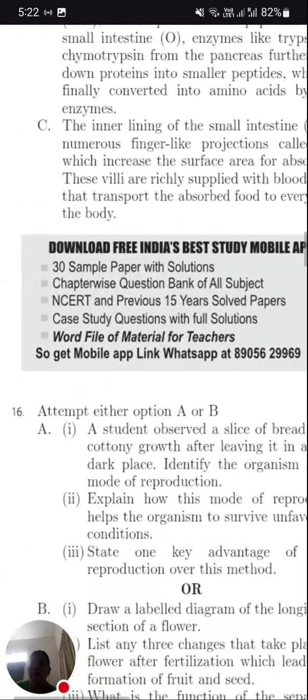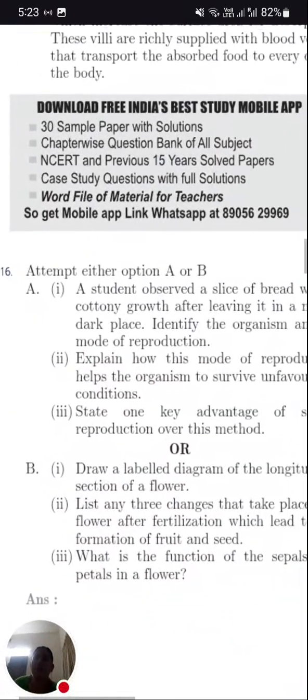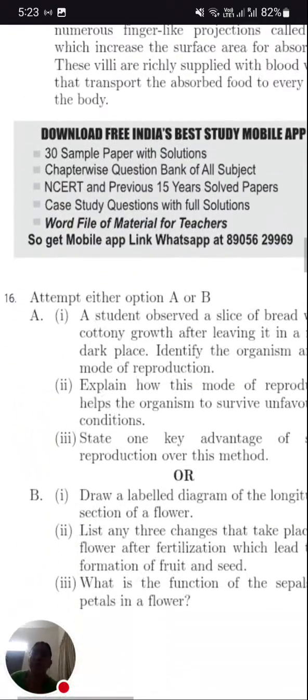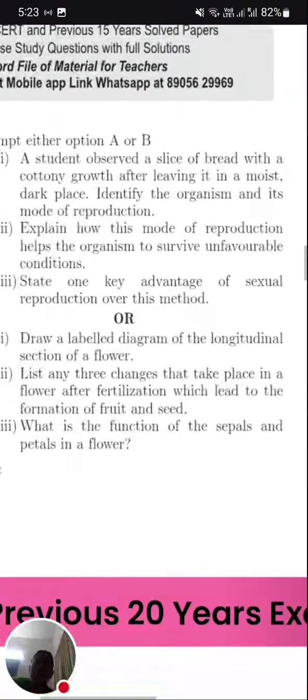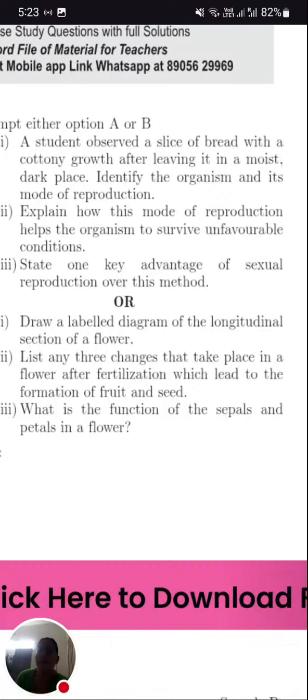Okay, now the next question, either A or B you need to attempt. We are in question number 16 now. A student observed a slice of bread with a cottony growth after being left in a moist dark place. So here when the bread is left for some time, it got some outgrowth. Identify the organism. So that is nothing but bread mold, a fungus. Explain how this mode of reproduction helps the organism to survive unfavorable conditions.